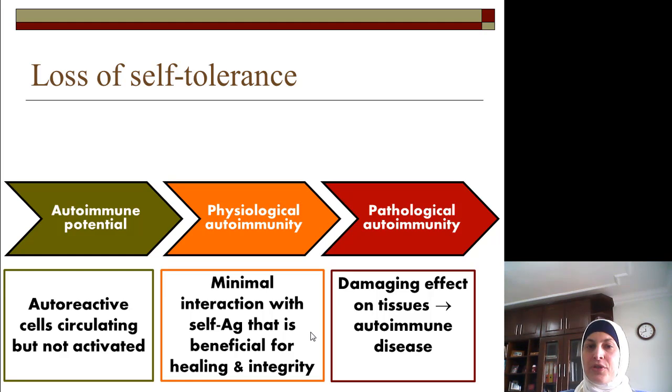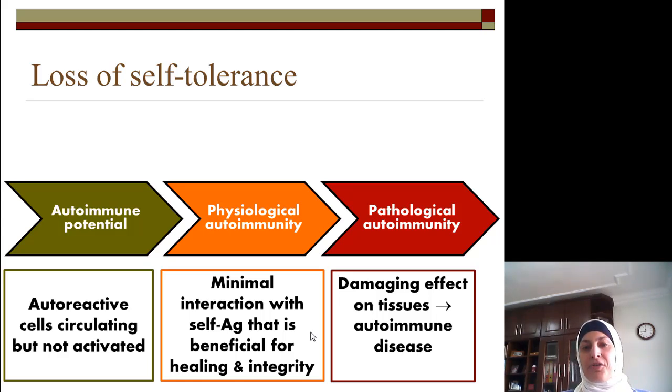So loss of self-tolerance goes into 3 stages. The first stage is autoimmune potential, where there are autoreactive T cells circulating in the body, but they are not activated. There is no autoimmune reaction taking place. We are actually all in this stage. We all have the autoimmune potential. The central tolerance mechanisms and the peripheral tolerance mechanisms are not 100% effective. There must be a couple of T cells, many T cells with autoreactive T cell receptors present in our circulation. But this doesn't mean they are going to interact or react to these self-antigens. So this is the first stage.